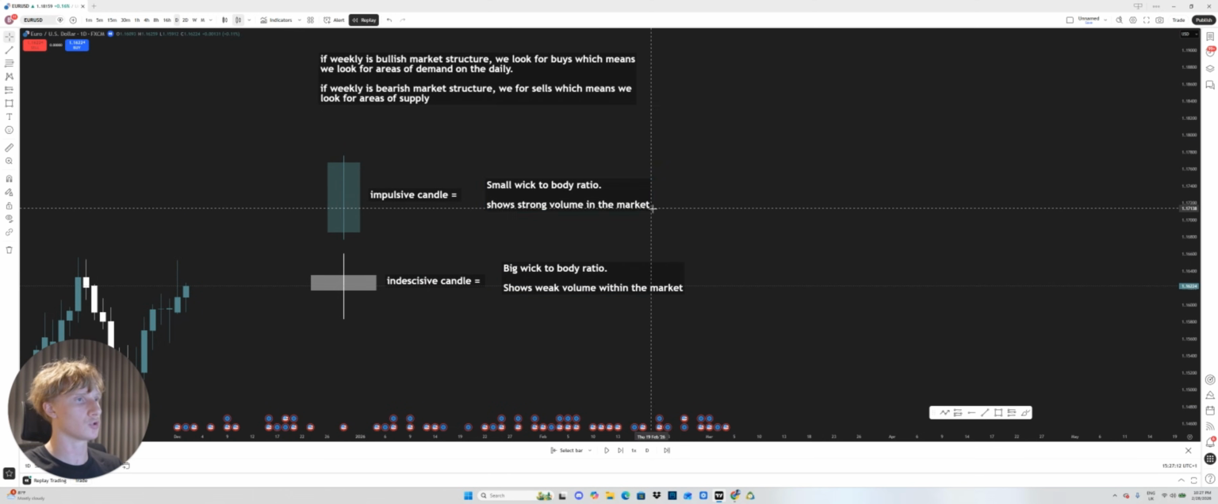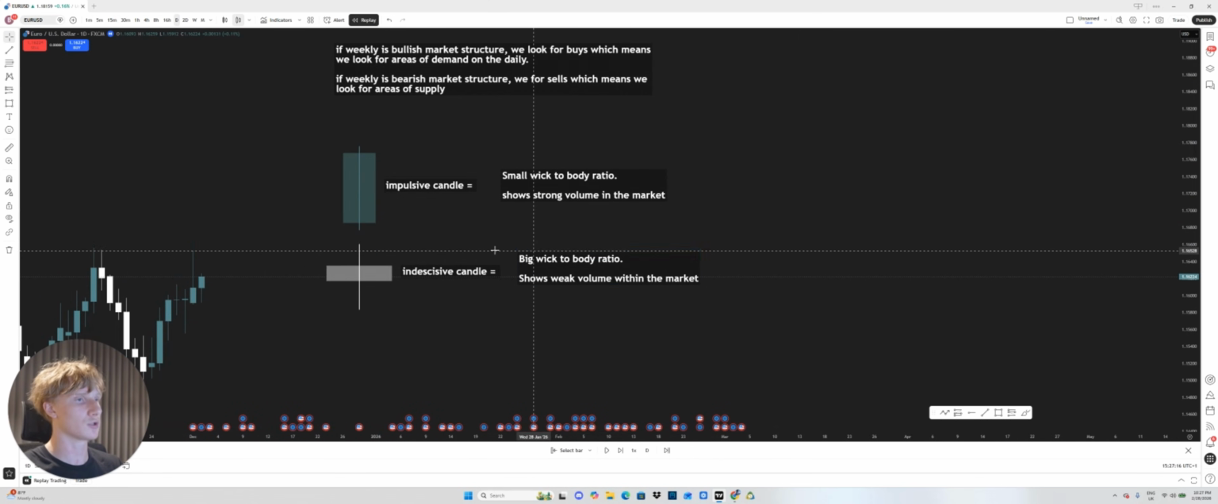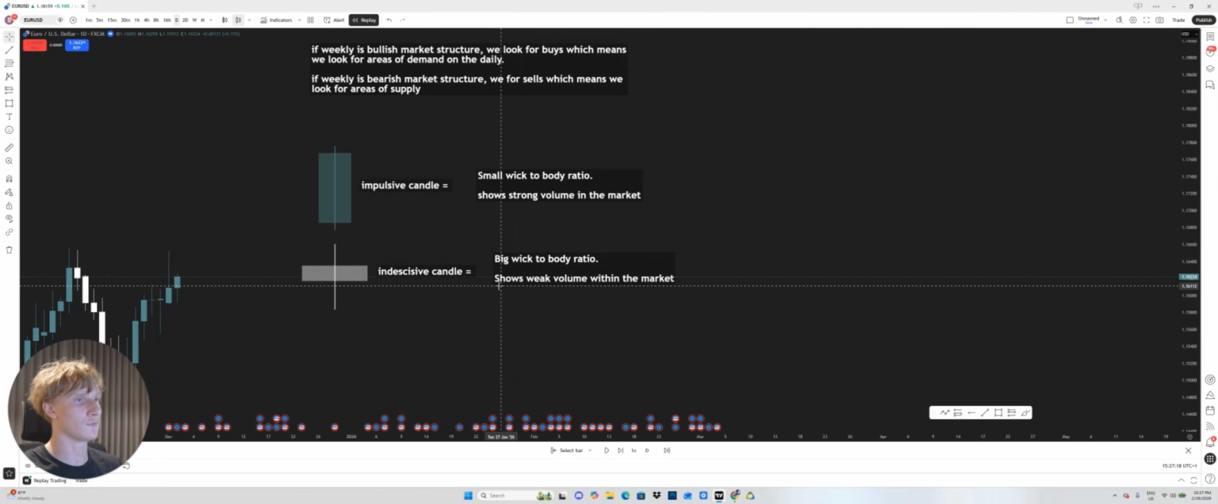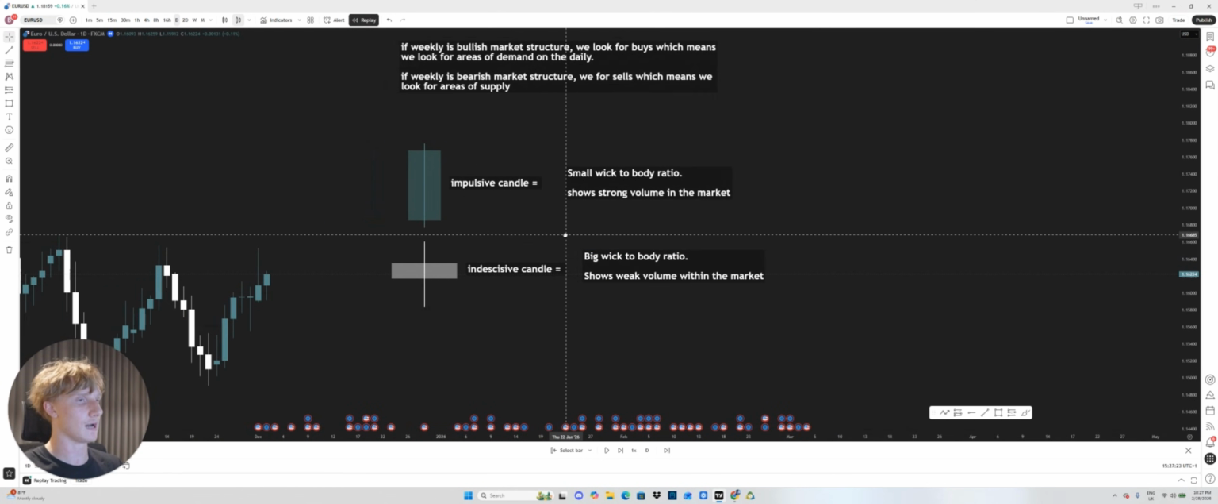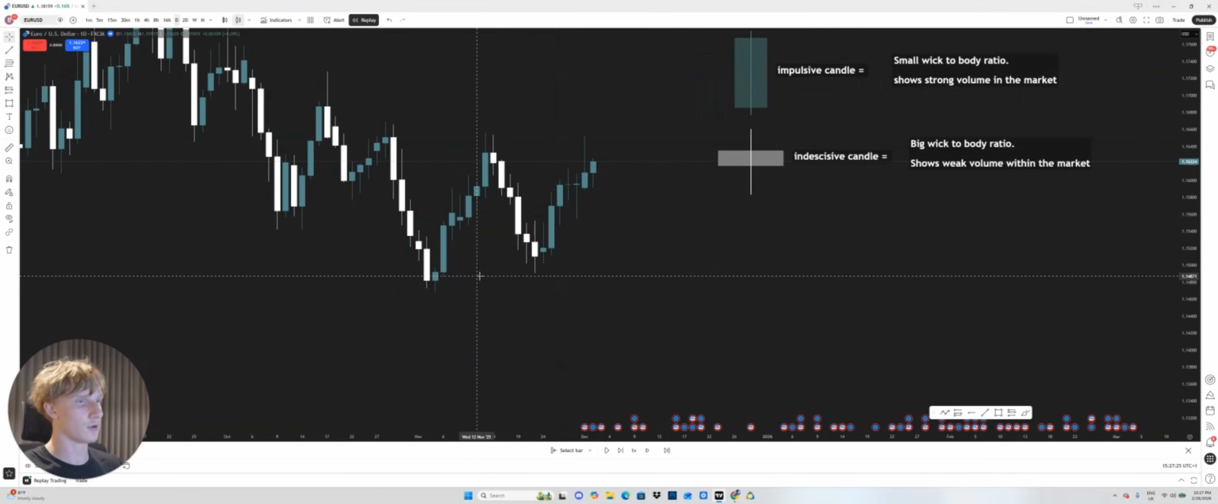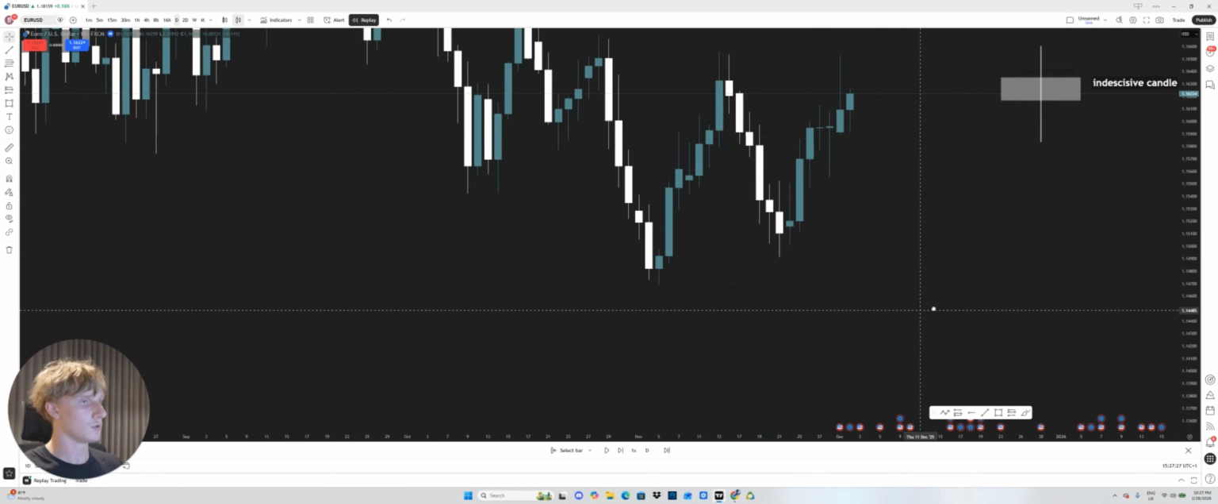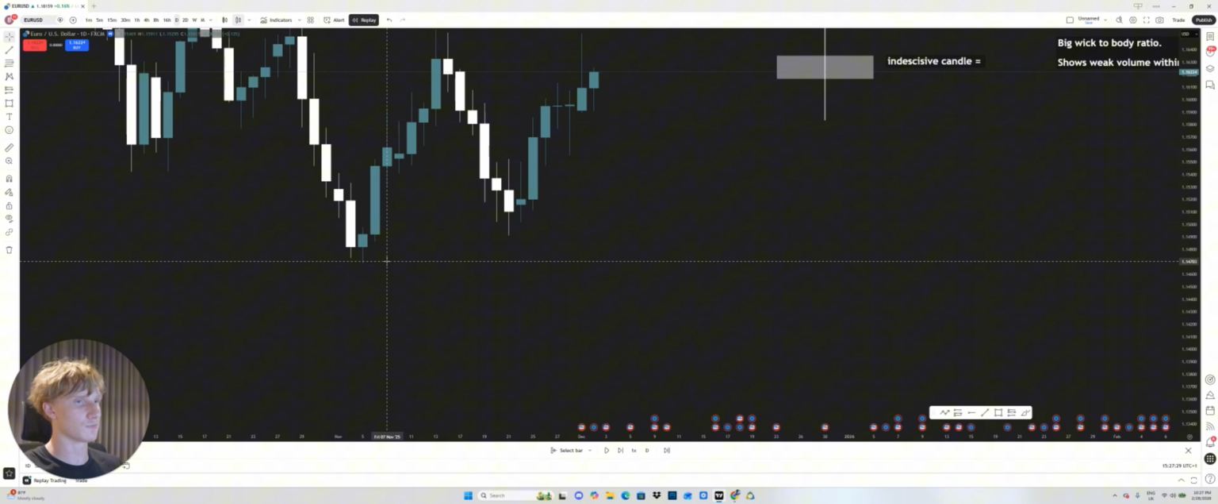Now, one shows strong volume, strong direction within the market. Another shows, well, indecision. It shows kind of weak volume. The market doesn't really know where it wants to go right now. So, if we take a look at this, what would you say this candle is right here? It's an indecisive candle, right? Why? Because the wick is significantly bigger in comparison to the body.